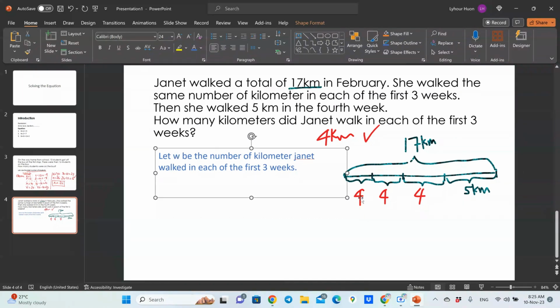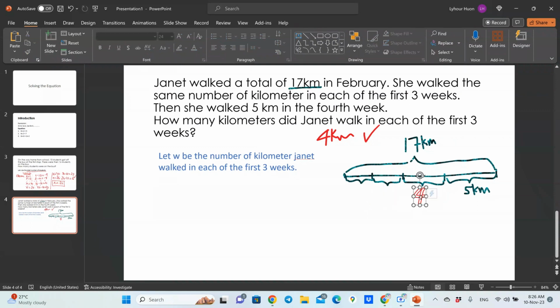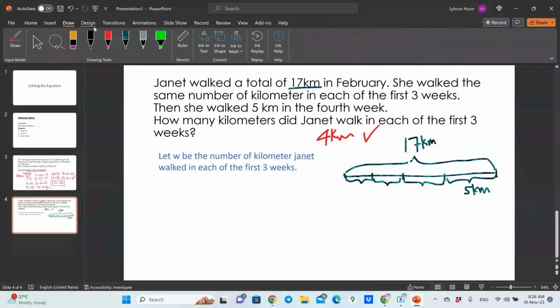For example, now what is the total of all the kilometers Janet walked in each of the 3 weeks? How can we write this equation? Let w be the kilometers that Janet walked in each of the first 3 weeks.